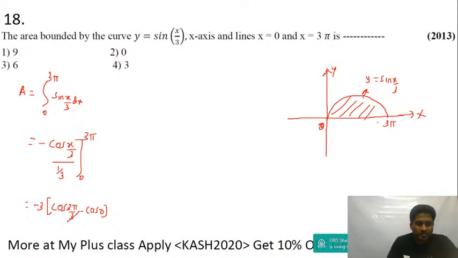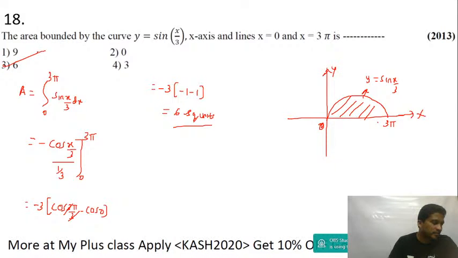Isn't it, guys? This will cancel. So this is equal to minus 3 into a bracket cos pi minus 1, cos 0 is 1. So I will get this as 6 square units. 6 square units, answer is option 3. Right, let's move to the next question.